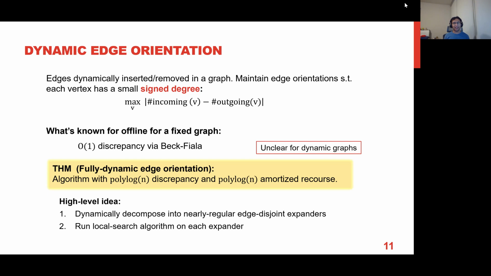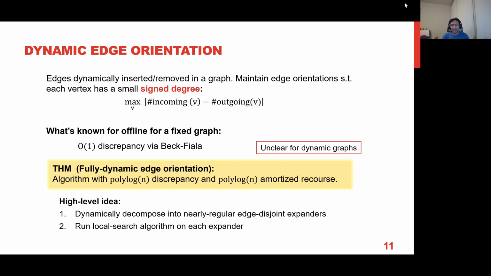Notice this is much better than the results we got for vector balancing, where we needed the recourse to be roughly linear in n, whereas now we only need polylogarithmic in n. The high-level idea of this result goes in two steps. In the first step, we decompose the given graph into a bunch of disjoint expanders. In the second step, we apply a local search solution to each of these expander pieces. That's the high-level idea, and I'll say a little more about both steps.